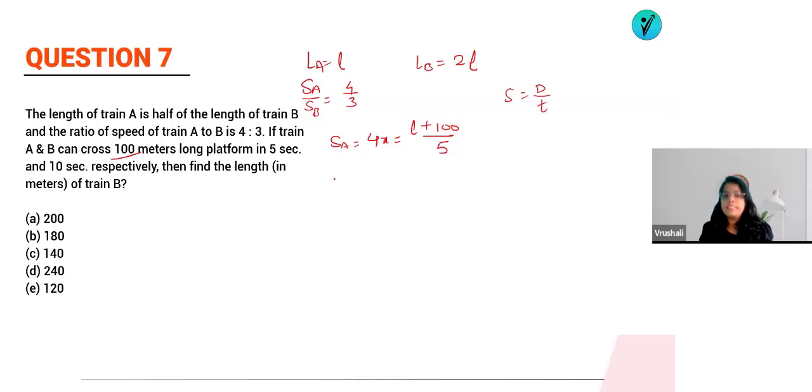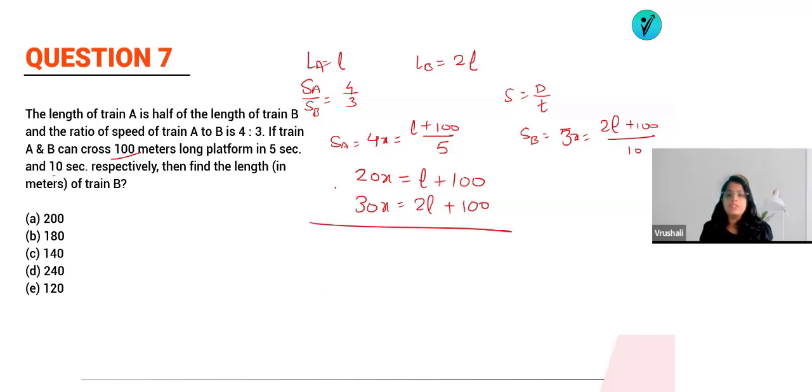And similarly for SB, 3x is equal to twice of L plus 100, and this crosses in 10 seconds. So what will be this equation? 5 fours are 20x is equal to L plus 100, and this will be 30x is equal to 2L plus 100. So if you solve these equations, if you subtract them, what will happen?